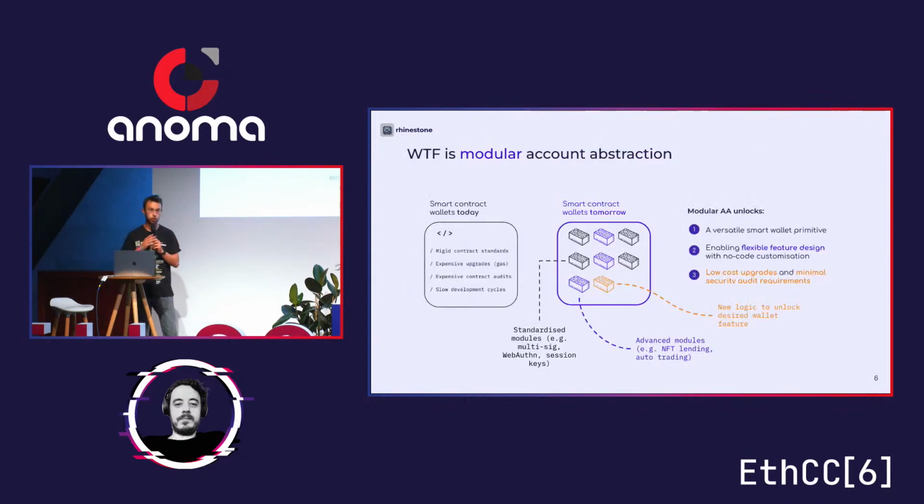So what is modular account abstraction? We think of smart accounts today as being built in a very static and rigid fashion, which means that development cycles are very slow, upgrades are very expensive, and audits are very costly, because after a team has made some upgrades to a smart contract wallet and changed a lot of its functionality, they then have to get their entire code base re-audited.